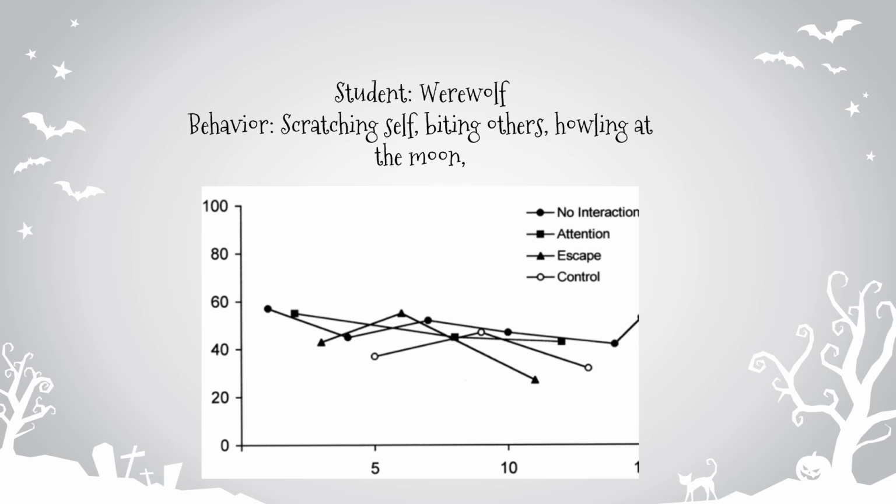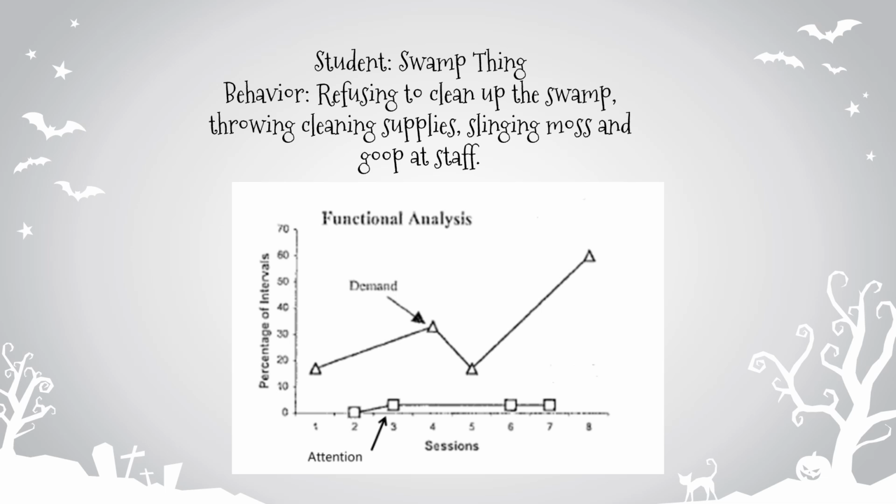So when we see data that looks like this, where it's all over the place, that normally points to an automatic function. So most likely the werewolf, Wolfman, is engaging in these behaviors as some sort of automatic or sensory seeking function.